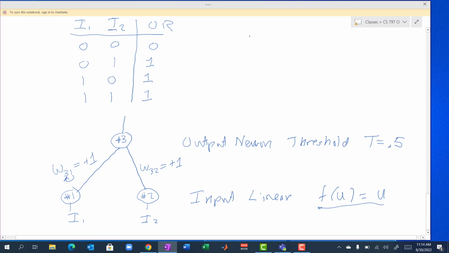So notice that the OR column here indicates the correct value. Let's see what we actually get. So neuron number 1, its output just matches the input. And so we're going to call its output x1 and x2. So those are the outputs from the neurons. And they're going to copy the input.